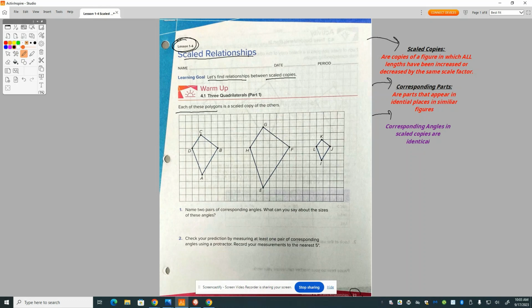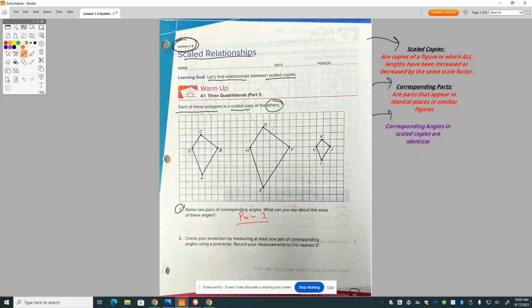Now let's go ahead and start our warm-up. Each of the polygons is a scaled copy of the other. So automatically we know that their corresponding angles are identical in measure and size. They're asking us in question 1 to name two pairs of corresponding angles. What can you say about the sizes of these angles? So let's go ahead and analyze our three figures. I'm going to list my first pair right over here. Remember, corresponding parts are just identical places in similar figures.